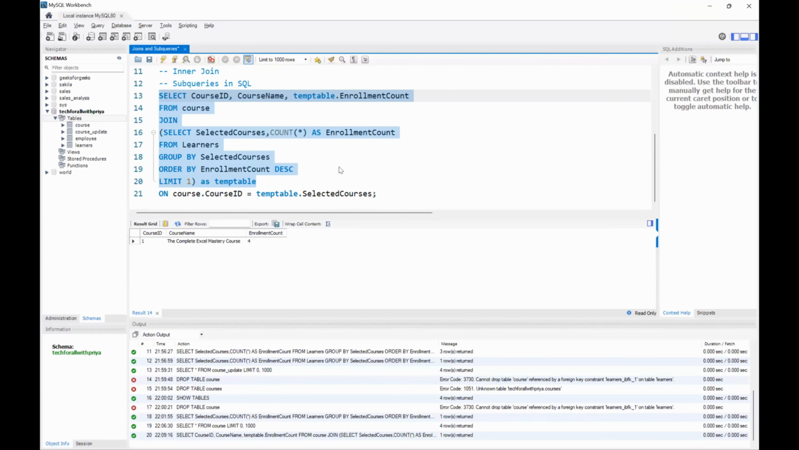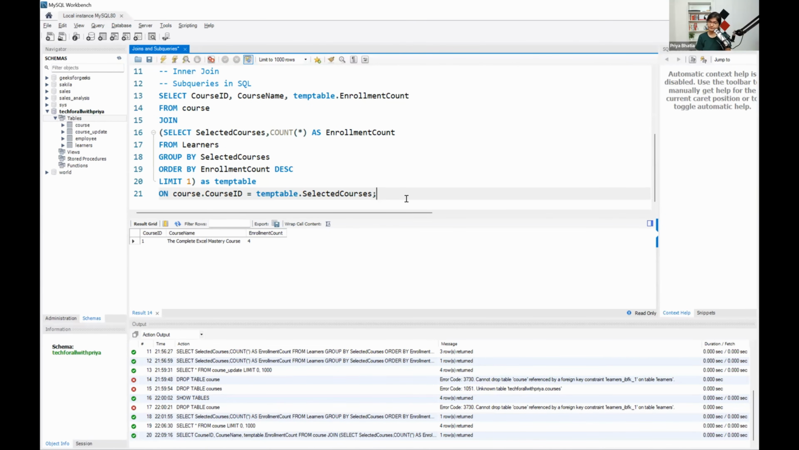Ma'am, one more solution is there, like we can directly join the course and learners tables and then do the group by, order by, and limit. Correct, you can do it like that as well. Which will be the optimized one, if we are talking about the optimized approach?